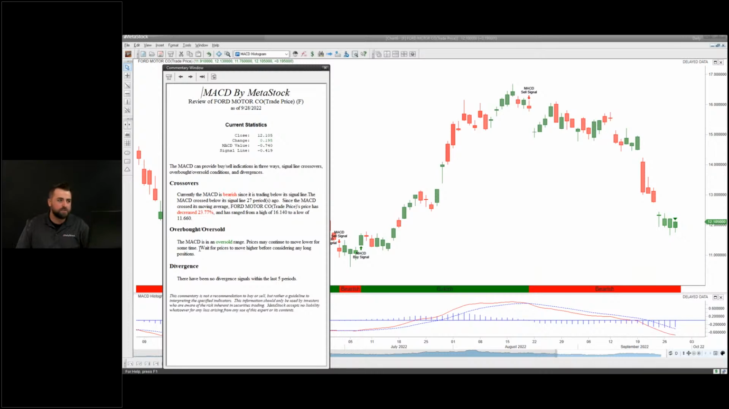I can still see the information from here, and the commentary is still telling me that now the MACD is in an oversold range, and it's saying oversold in green because when something's oversold, too many people are selling it. That's kind of an indication that this is likely about to reverse into the other direction. You can see how far down this has gone here. So it's quite oversold at this point, but it may continue to move lower for some time. So wait for prices to move higher before considering any long positions.